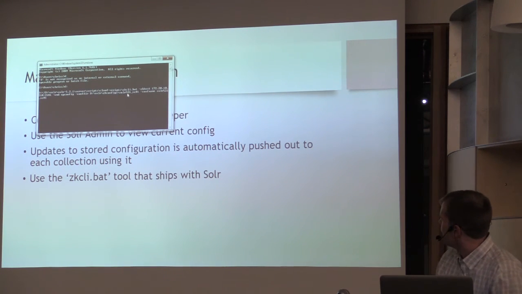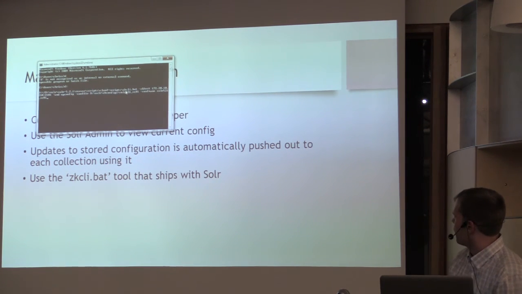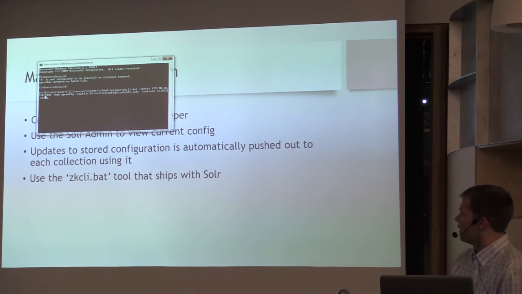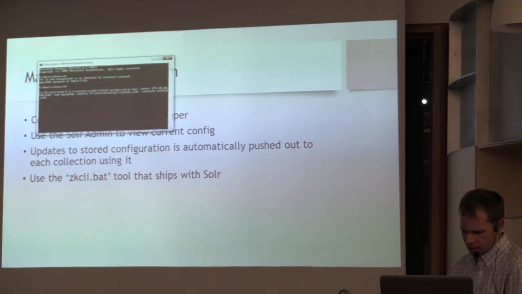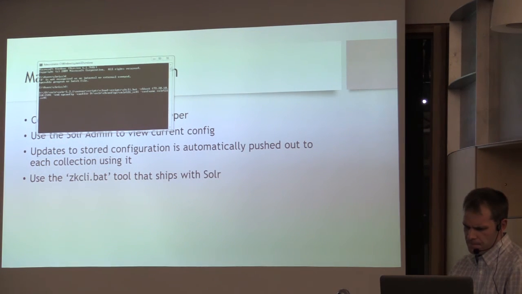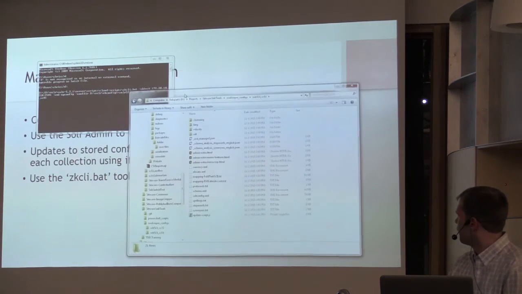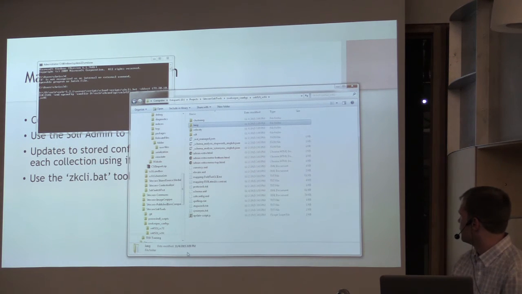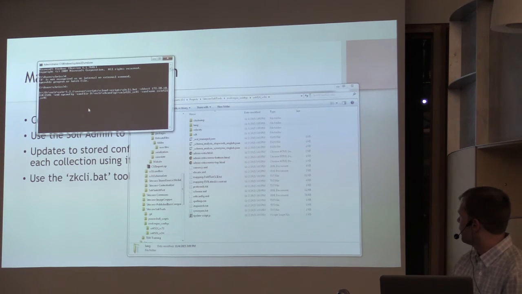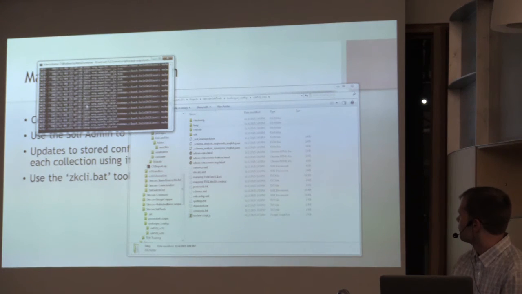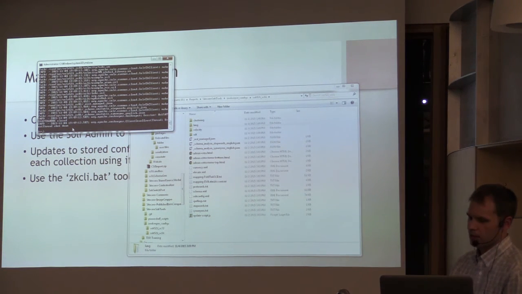So you may or may not be able to see this, but essentially I'm calling the Zookeeper client batch file. I'm passing in a bunch of parameters like where Zookeeper is, the IP address, the command, upconfig, and the directory of the configuration I want to upload. I can just show you that. So this is all the stuff I'm going to push into Zookeeper. It's just in this folder. If I hit enter, a bunch of stuff flies by as it's uploading everything to Zookeeper, and then it's done.